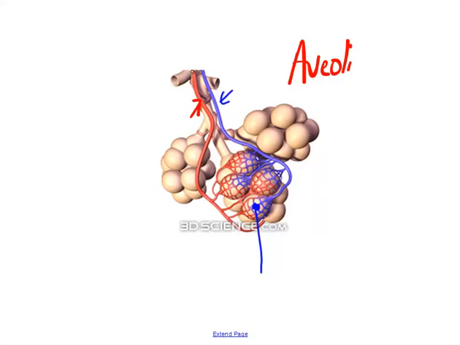You breathe in, you bring a high concentration of oxygen on the inside, and your blood picks up that oxygen, becomes oxygenated, and then goes back to your heart.